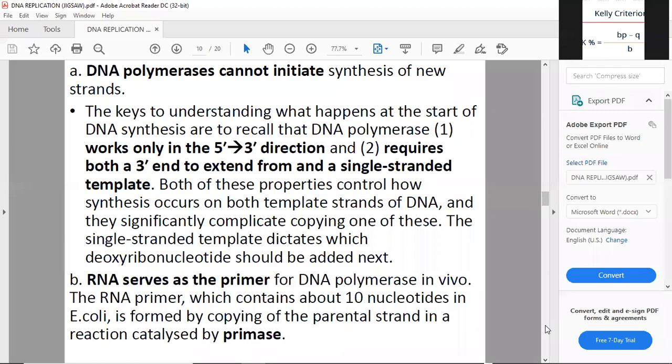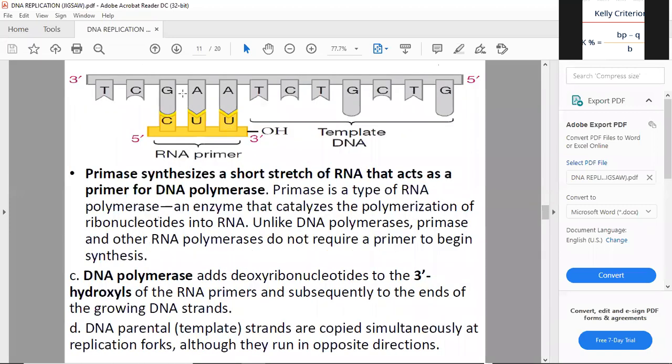So the primer is synthesized, or catalyzed, by the enzyme called primase. This is a diagram which is simply showing an RNA primer. We have the template DNA there. Then we have the synthesis of an RNA primer by primase. We have this free OH group at the 3' end of the RNA primer, to which the DNA polymerase will then add the deoxyribonucleosides to the 3' hydroxyl there.